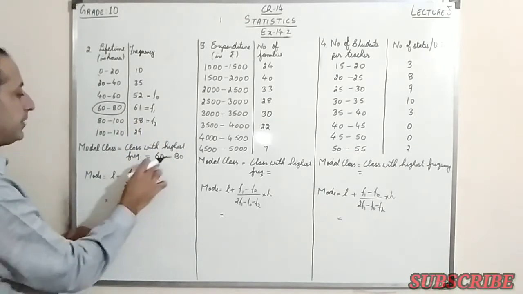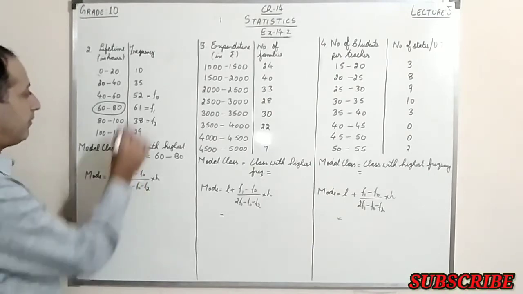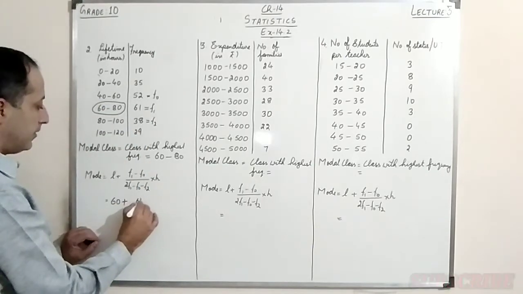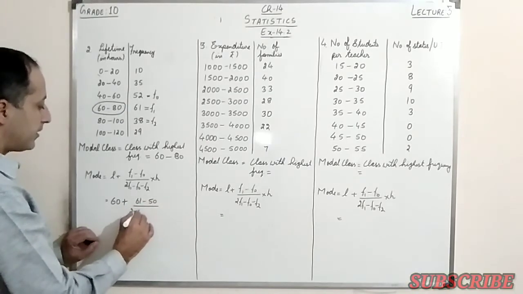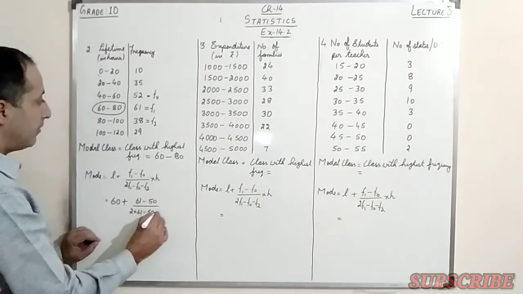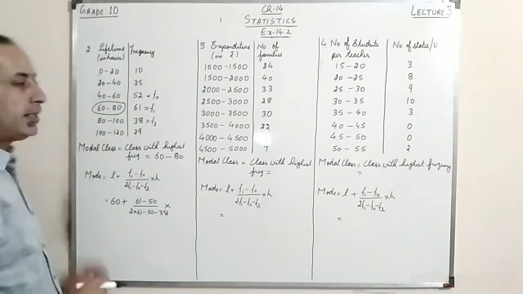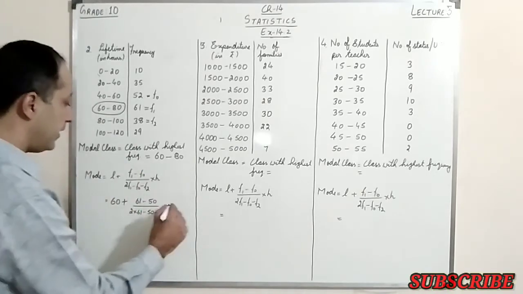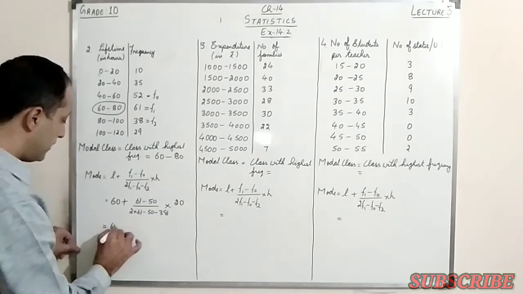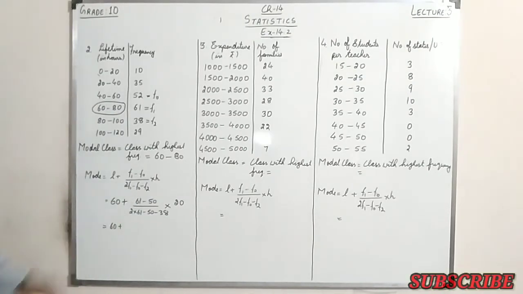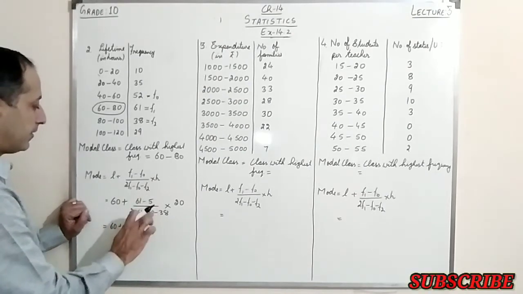Substitute the values. l is 60, the lower limit of the modal class. f1 is 61, minus 50, upon 2 multiplied by 61, minus 50, minus 38, multiplied by h. h is the class size, and that is 20. So this will be equal to 60 plus. Now we subtract these, this is not 50, this is 52 here.